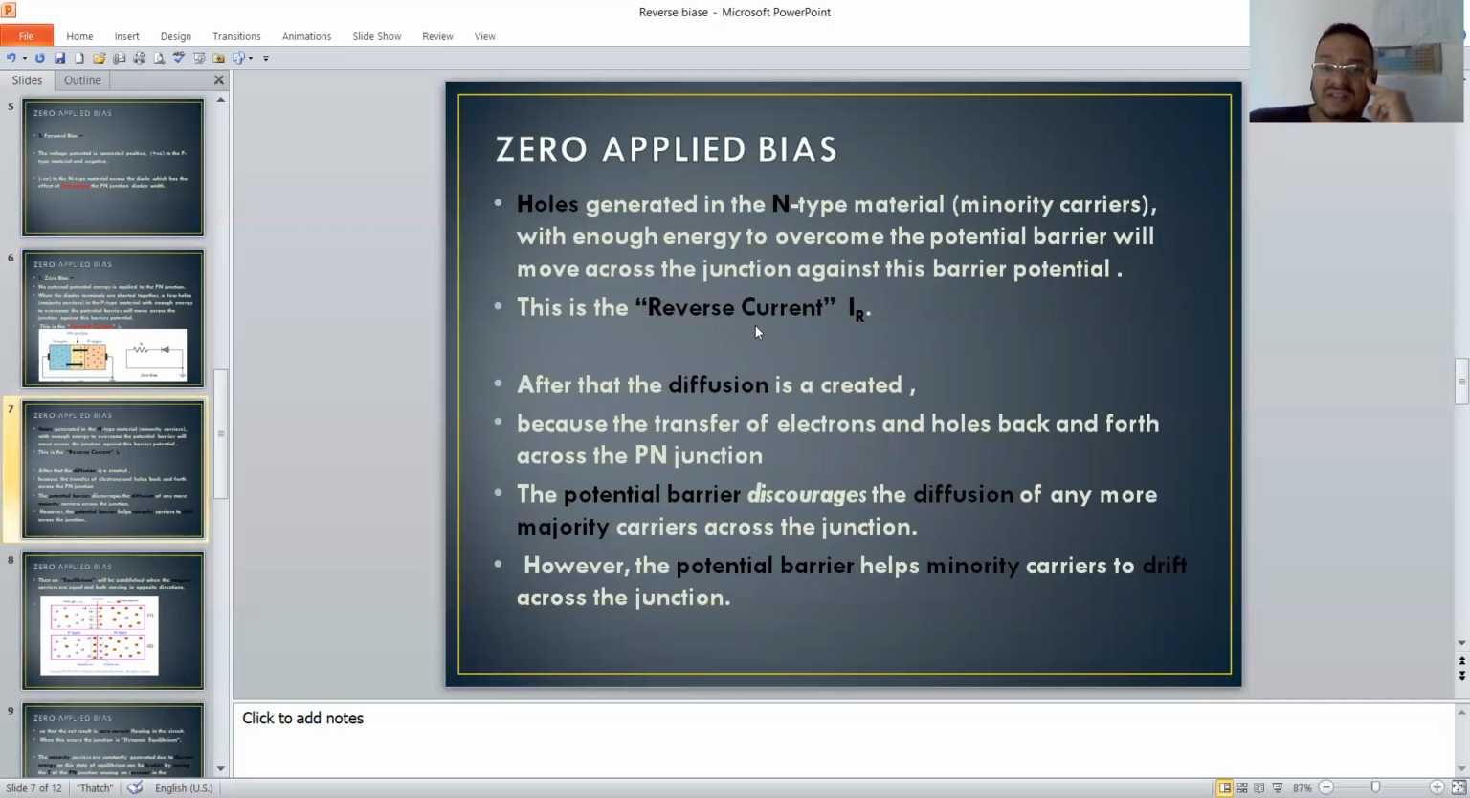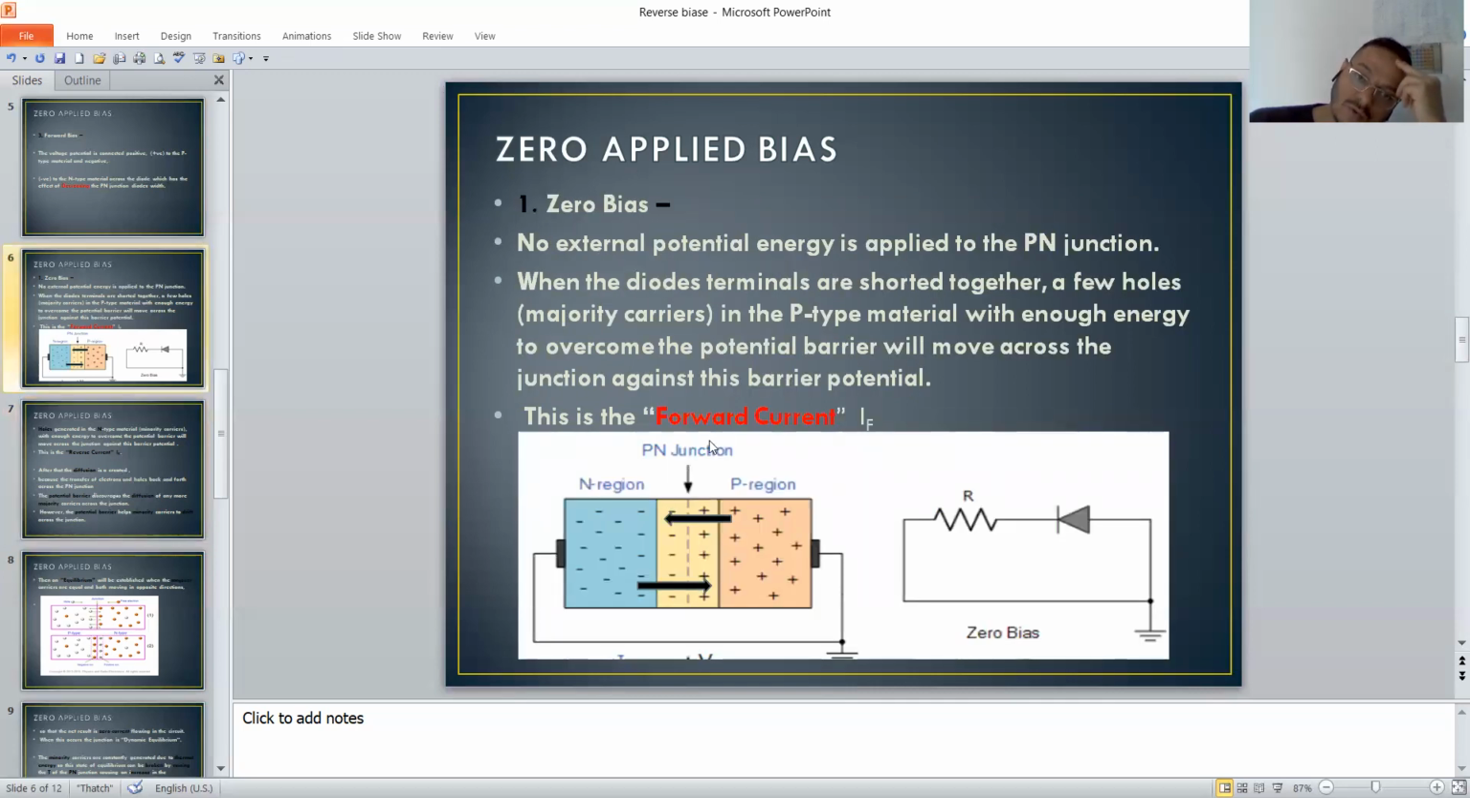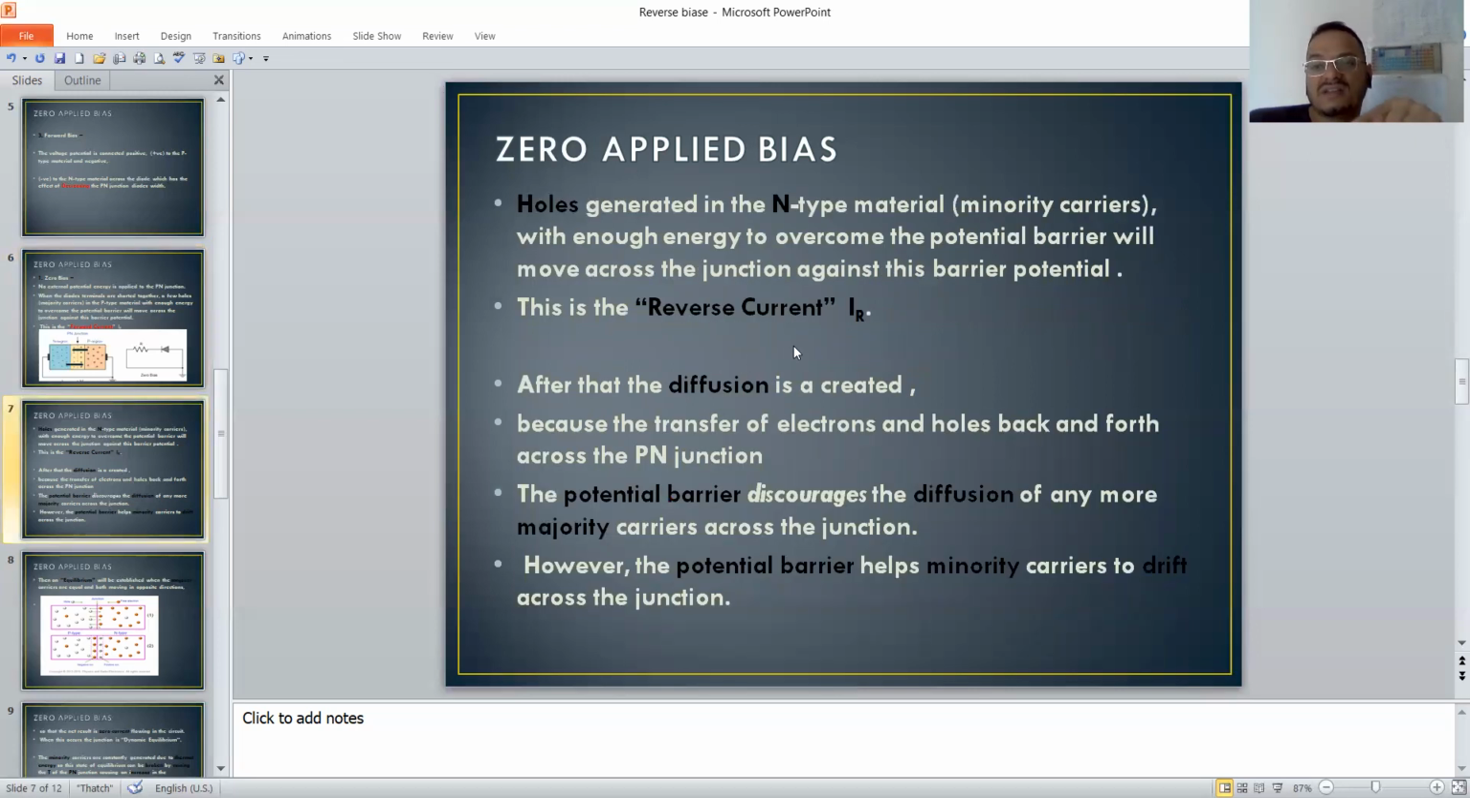This is the reverse current. What is the difference between the reverse current and forward current? Forward current is created because the majority carriers are in the P-type. Reverse current is created because of the minority carriers in the N-type. After that, diffusion is created between the holes in the P-type, which try to reach the N side, and the minority in the N-type, which try to reach the P side.